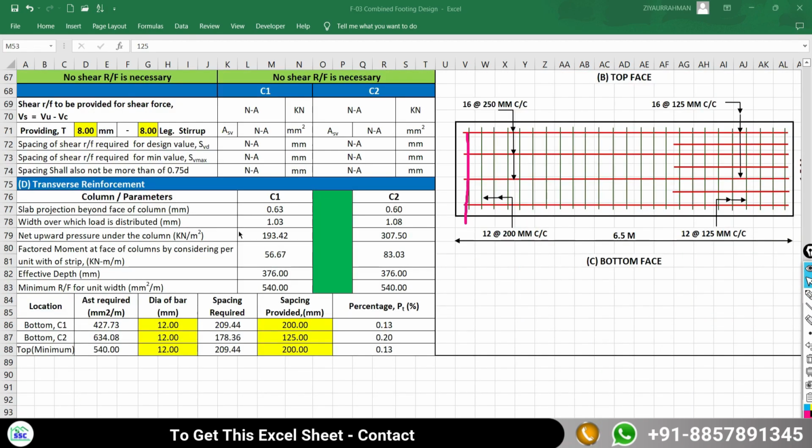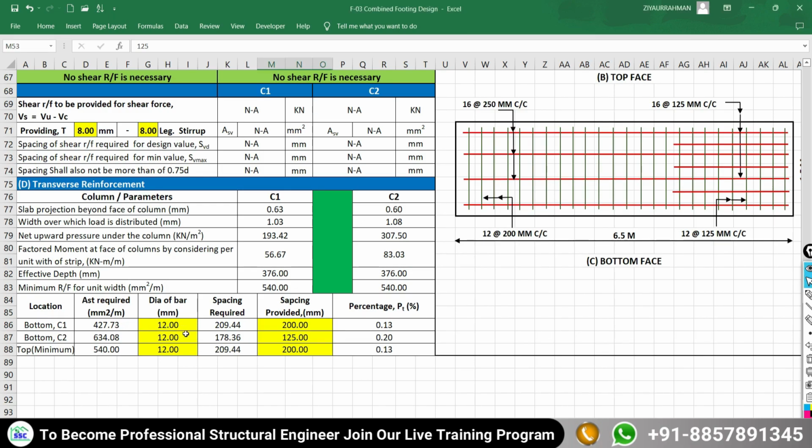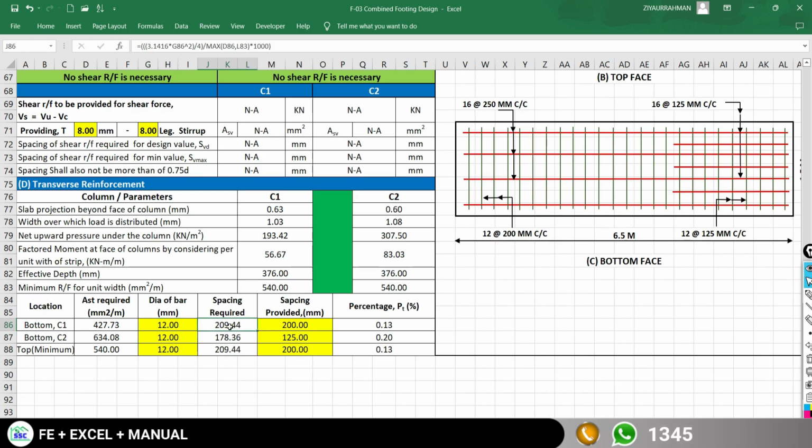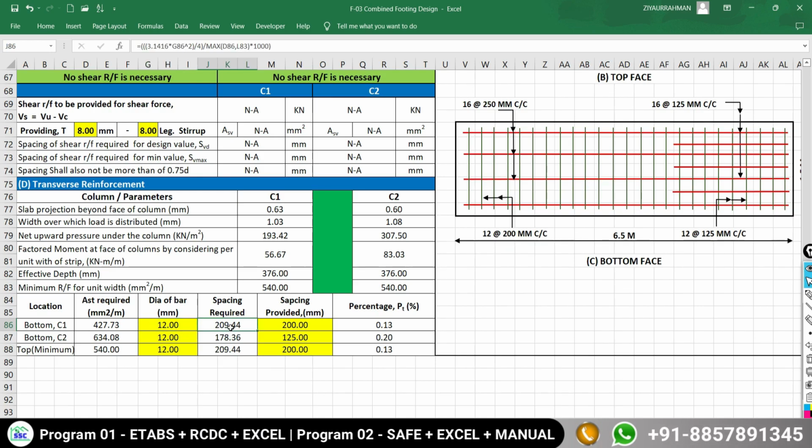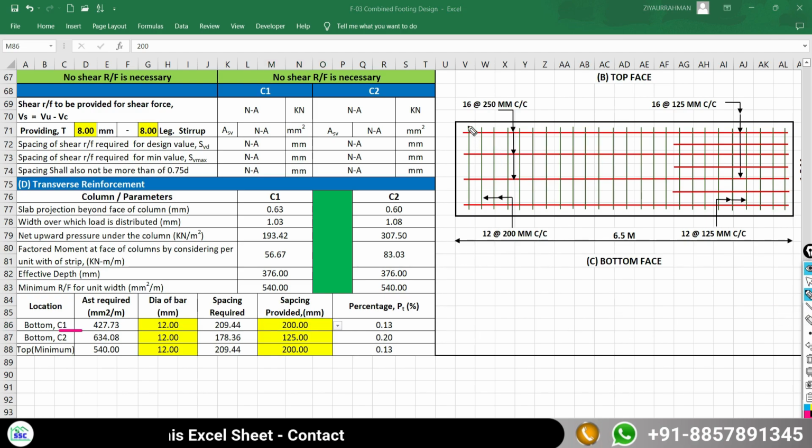So here the sheet will calculate everything for the transverse reinforcement. Under the column C1, 427.73 mm square area of reinforcement is required over a 1 meter design strip. If I provide a 12 mm diameter of bar, the spacing it asks for is 209 maximum. You are allowed to provide a spacing less than this. So I am going to provide 200 mm center to center spacing under the column C1 in the transverse direction at the bottom. So between these two bars under the column C1, I provide a 12 mm diameter of bar at a spacing of 200 mm center to center.